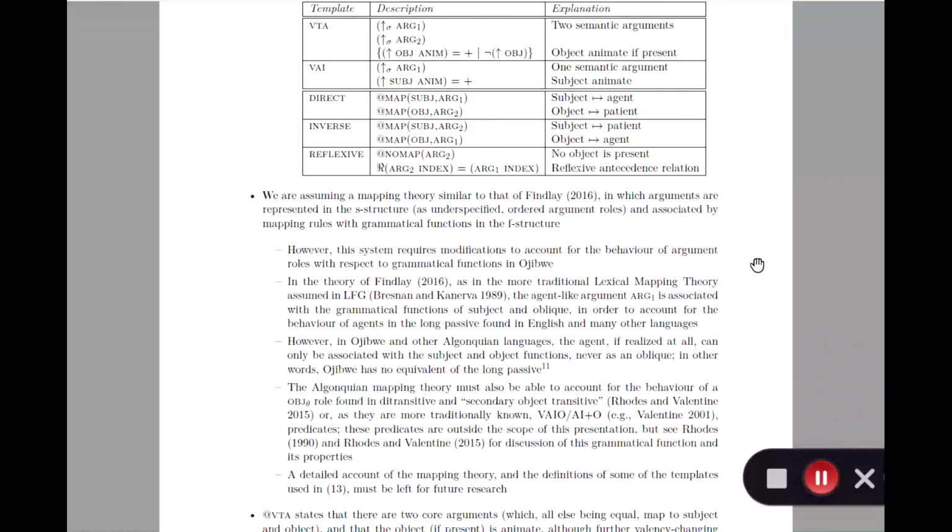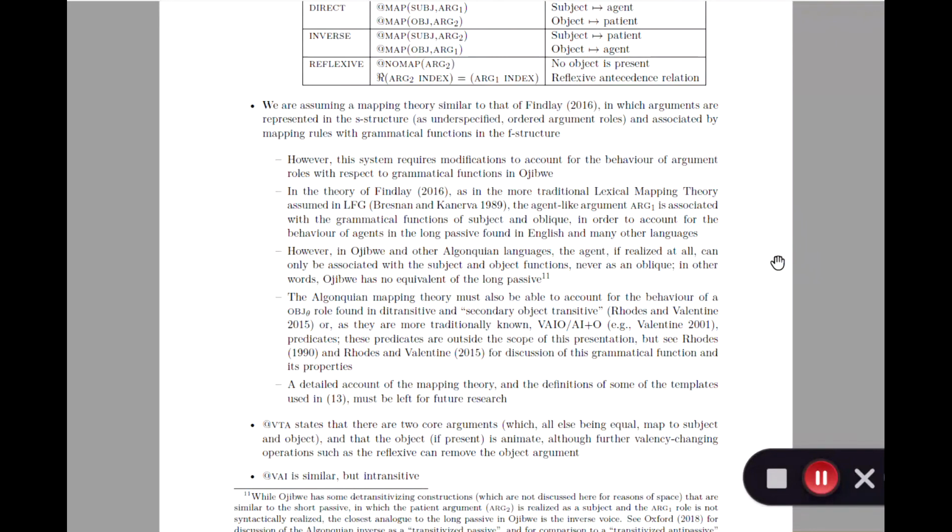And so for this, we adopt the mapping theory of Finley, but we have to adjust it in a few ways in order to account for the properties of Ojibwe, which are a little bit different from the argument mapping found in more familiar languages.